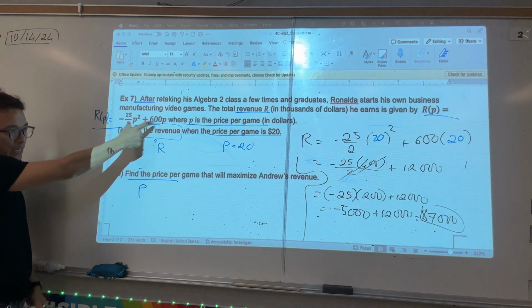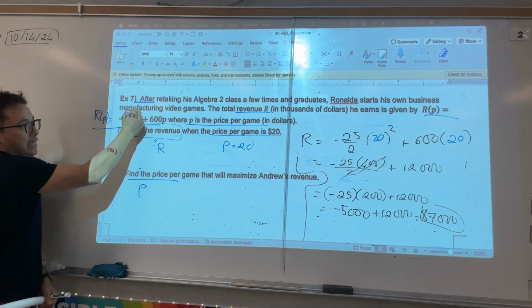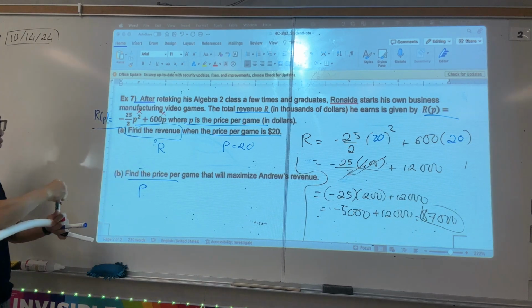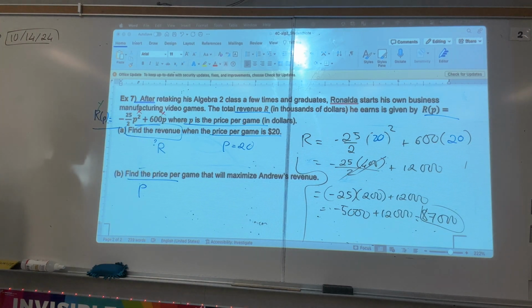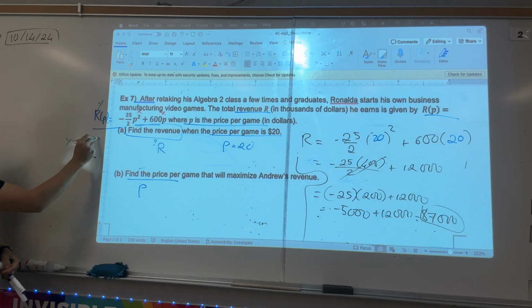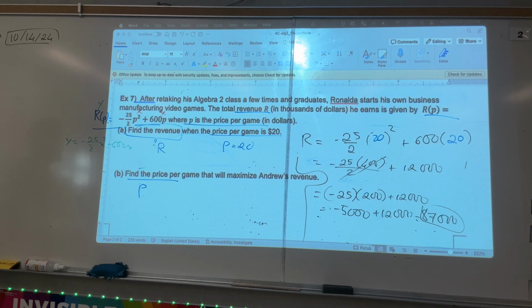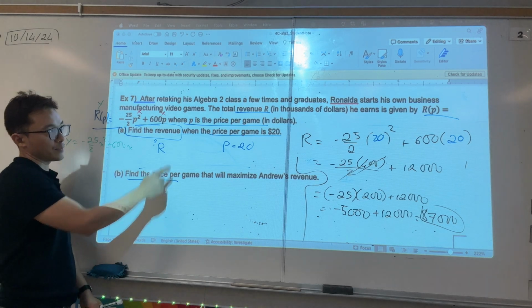P is actually the X, and then R is actually the Y. I just used different letters. You see? Y equals negative 25 over 2 X squared plus 600X. Same thing. How do you find the X vertex then? Formula, right? Standard, right?